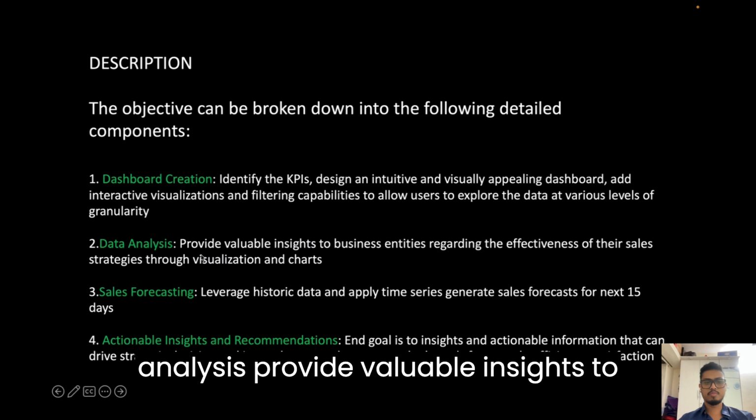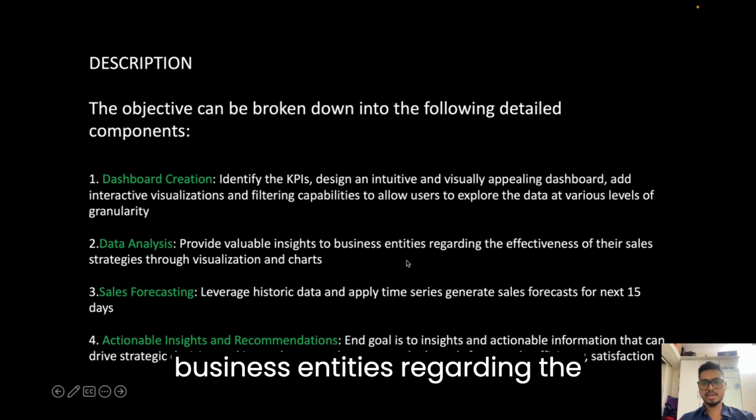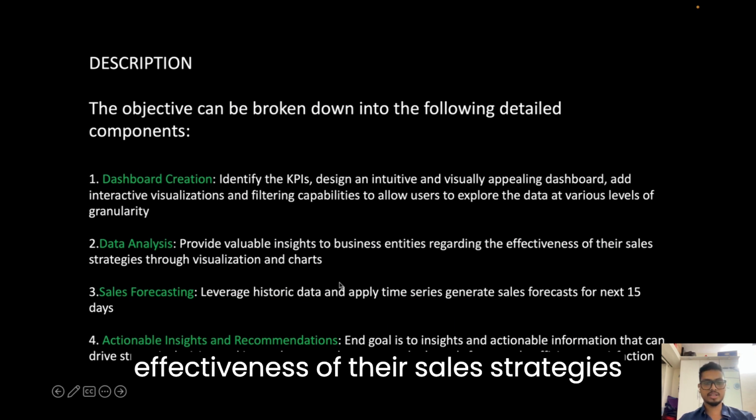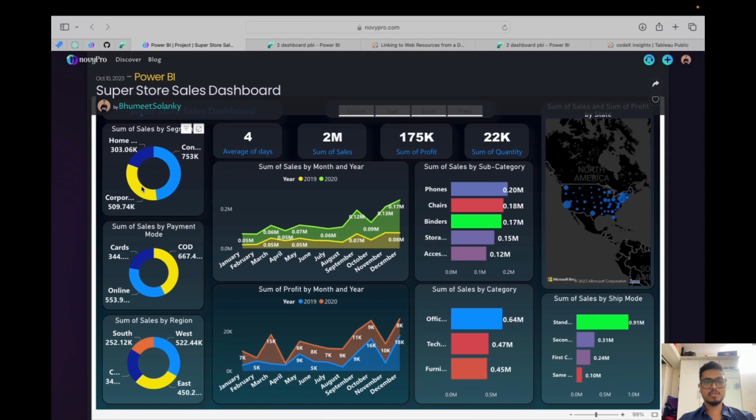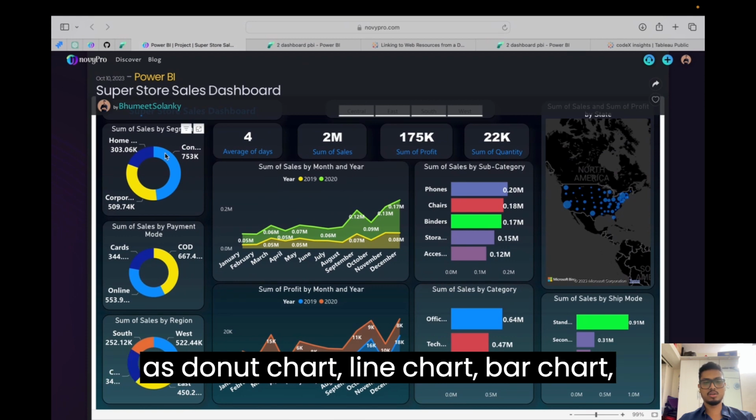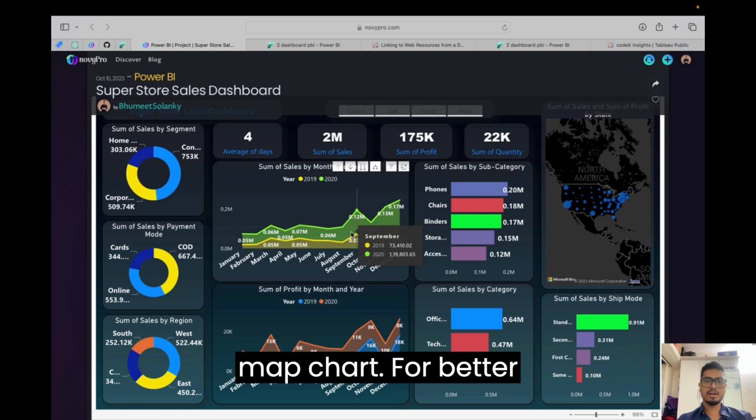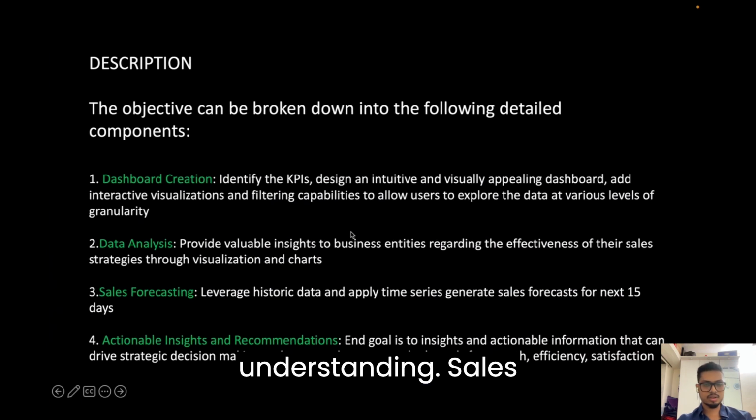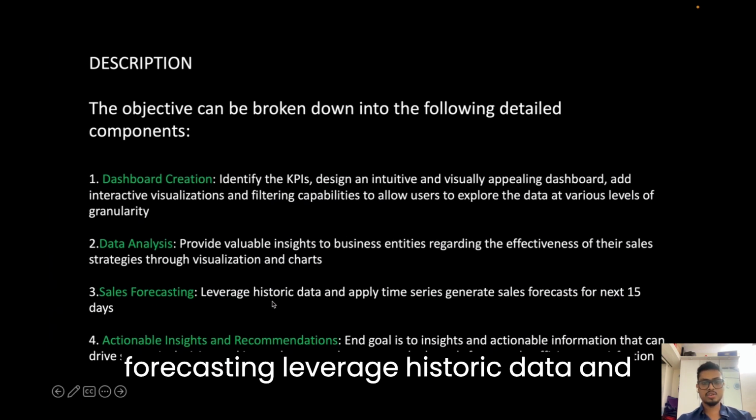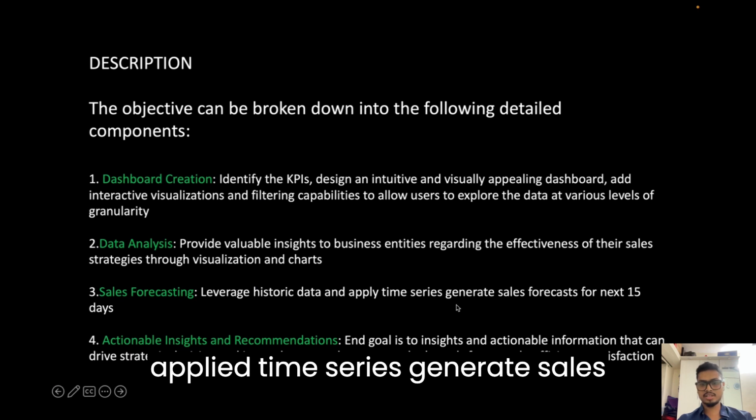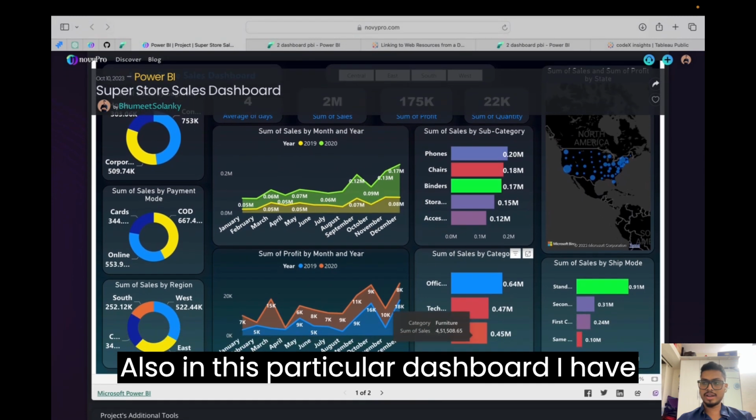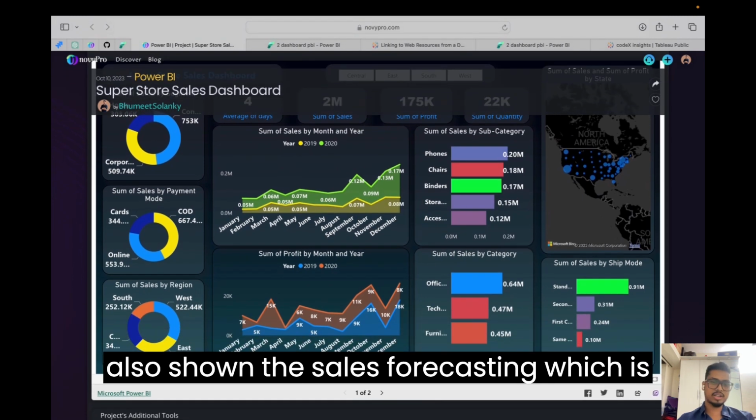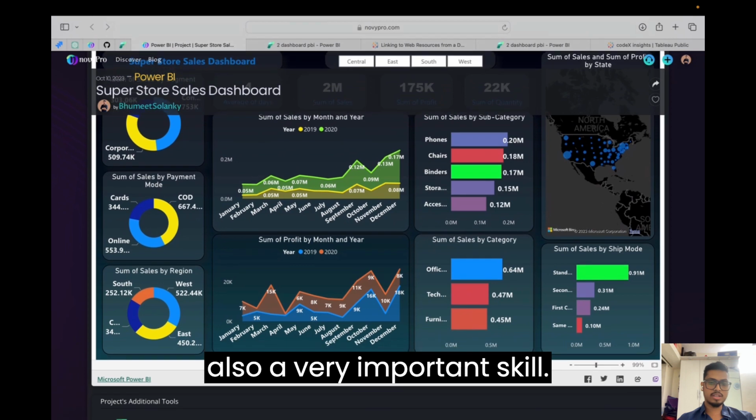Data analysis: provide valuable insights to business entities regarding the effectiveness of their sales strategies through visualizations and charts. Over here, I've used different charts such as donut chart, line chart, bar chart, and map chart for better understanding. Sales forecasting: leverage historic data and apply time series to generate a sales forecast for the next 15 days. Also, in this particular dashboard, I have shown the sales forecasting, which is also a very important skill.